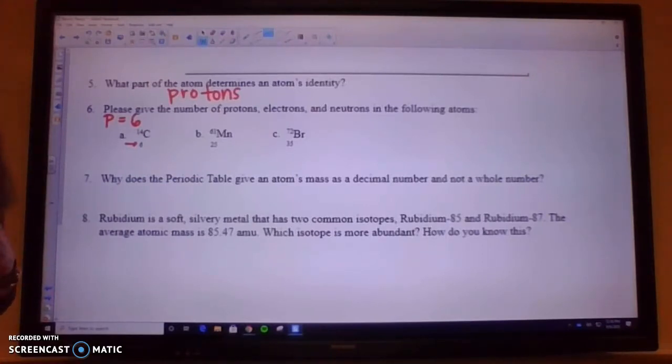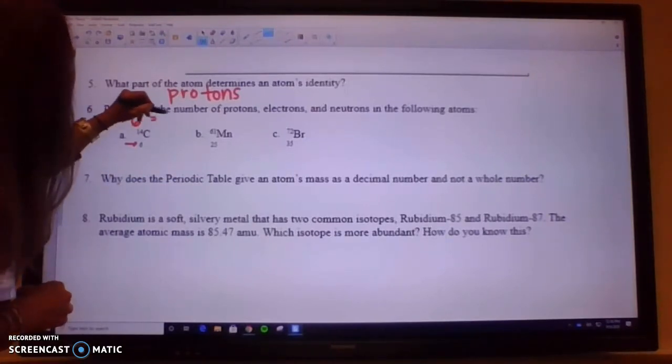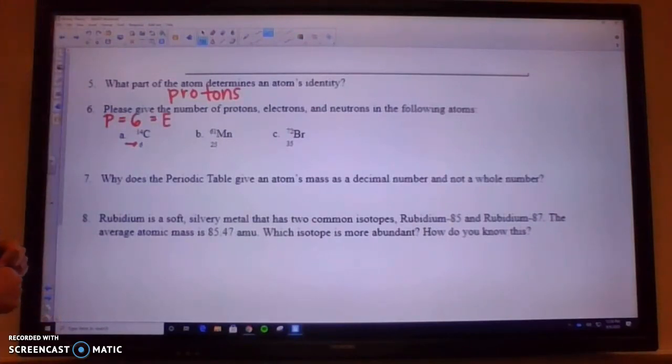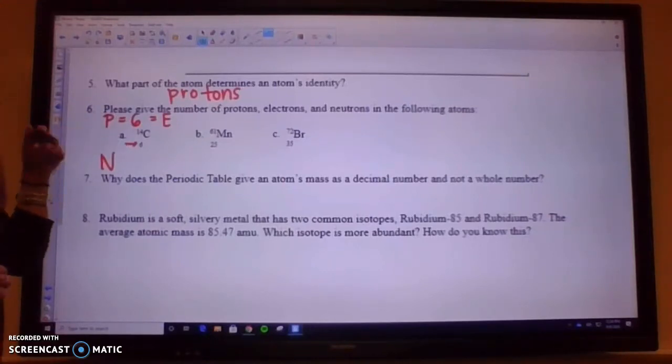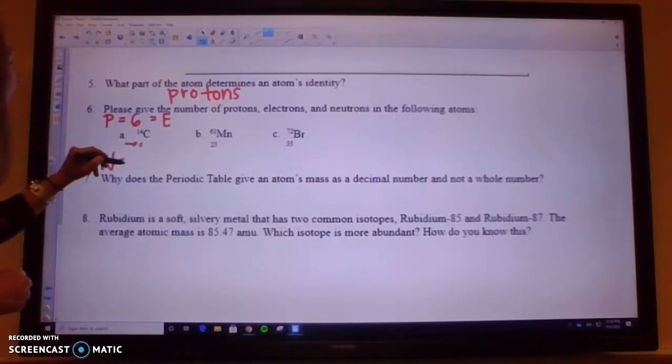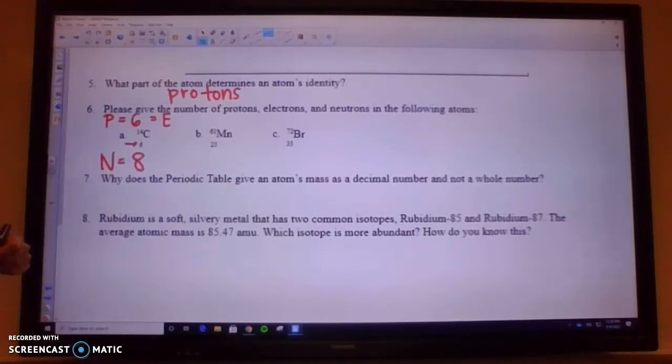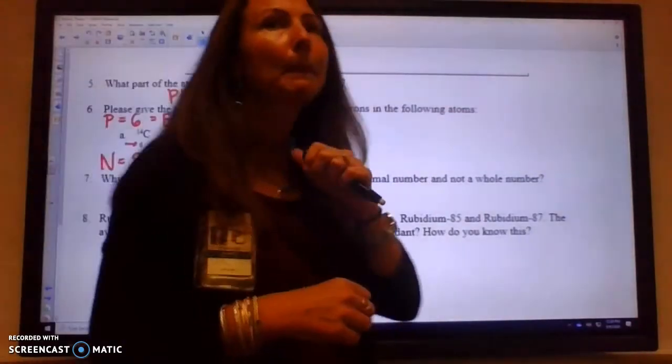We're assuming that these are neutral atoms. That's also going to equal your number of electrons. Okay, for neutrons, we take the mass and subtract the atomic number. So 14 minus 6 is going to give us 8. Okay, any questions about that one?